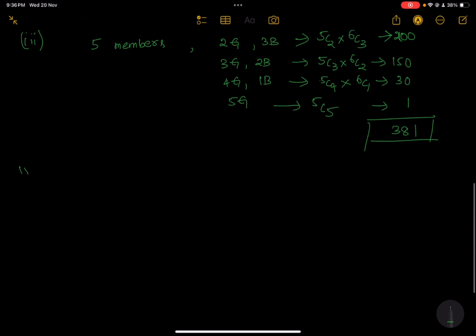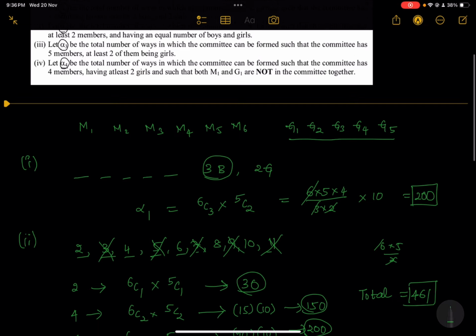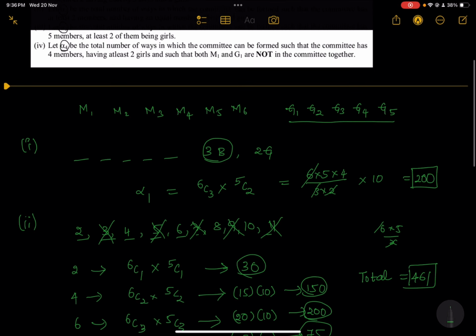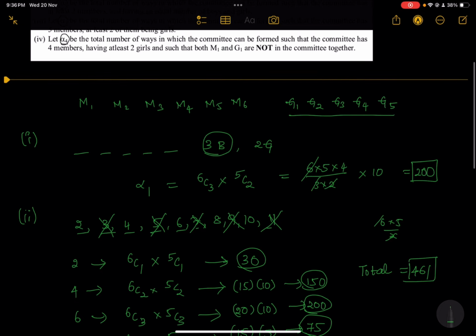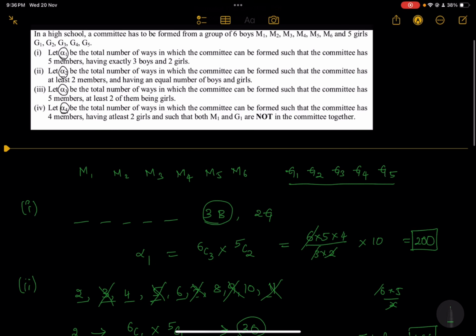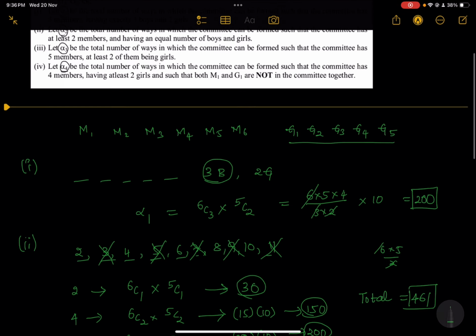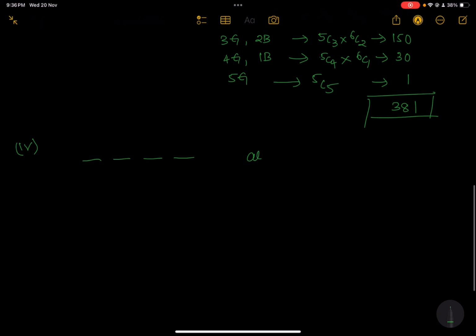Let us move ahead to the fourth part of the question. Let alpha 4 be the total number of ways in which a committee can be formed such that the committee has 4 members having at least 2 girls. So we have to form a committee of 4 members having at least 2 girls such that both M1 and G1 are not in the committee together. So at least 2 girls, and M1 and G1 should not be together.